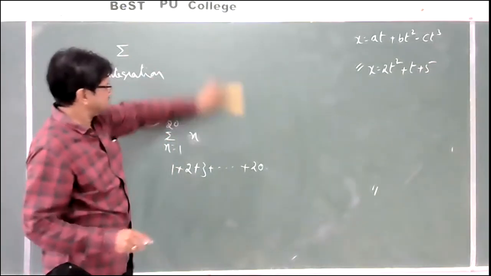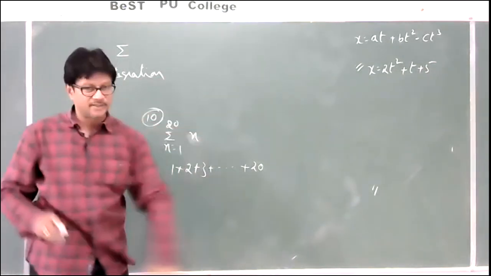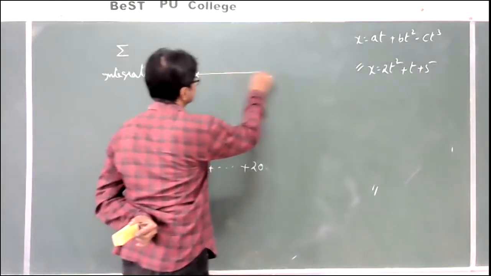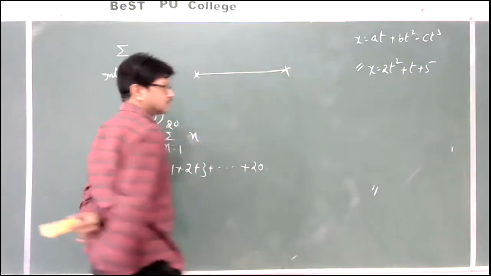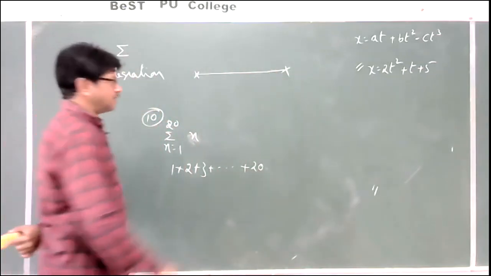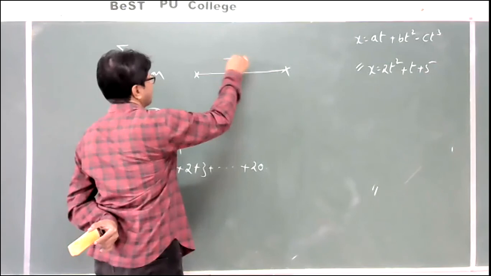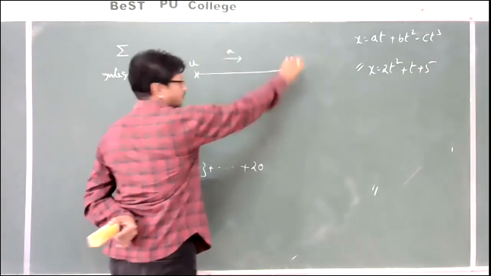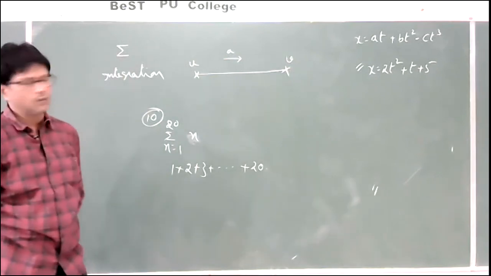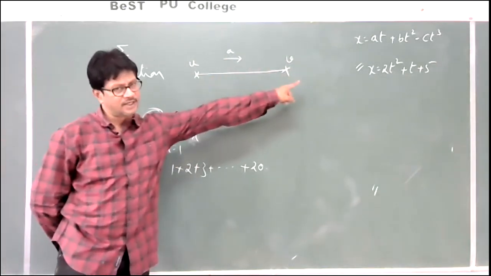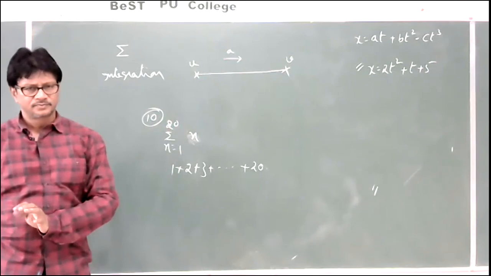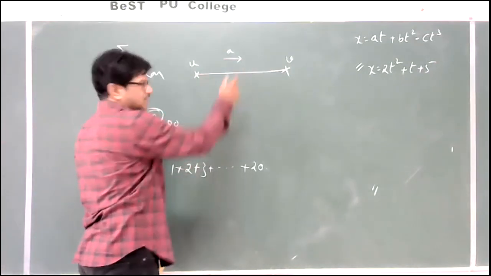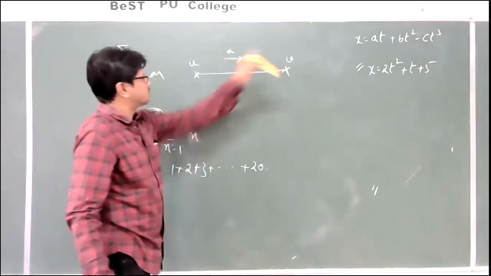I will tell one small example. A body is moving with some acceleration. The velocity of the body changes from u to v. The velocity is changing from u to v. Very good. So here, how is u becoming v?